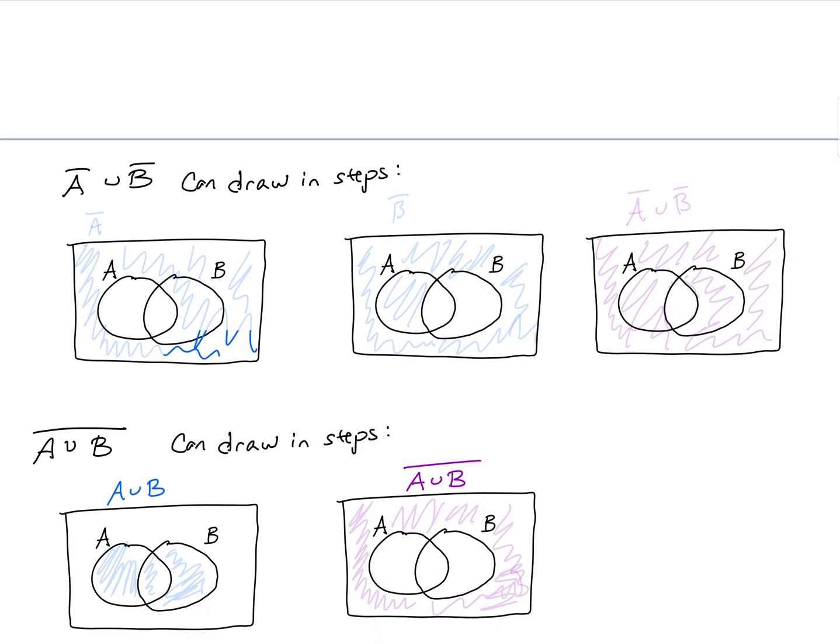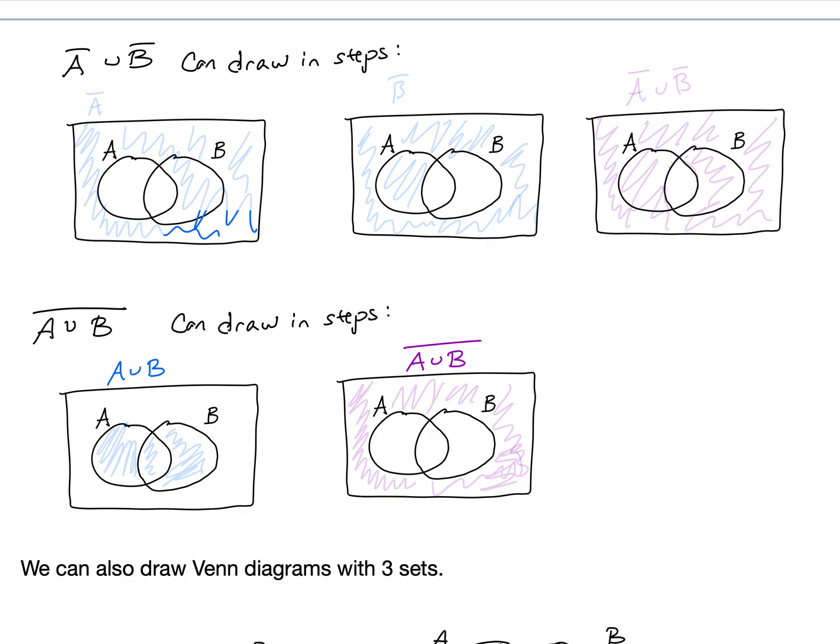A complement union B complement. If we wish, we could draw that in steps. So if we look at A complement, let's use a new color. A complement, that would be everything outside of A. So everything outside of A looks like this. And then B complement, that's everything outside of B. And so then when we think about the union of those two sets, when we union those sets together, we see that we get everything except what's in the intersection of A and B.